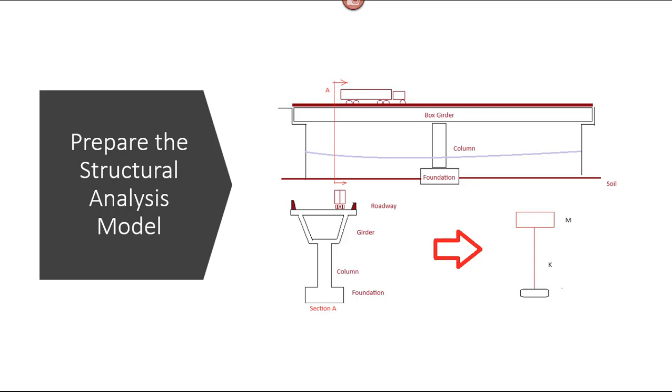So if you take a section of that bridge, section A, you can see at the bottom of the screen I have drawn the section. I show basically the foundation, which supports the column, which supports the box girder, and the box girder supports the roadway and the barriers. But you can idealize this also using the same concept of K and M, which is basically a column with a mass attached at the top. Okay, so that's how we prepare the structural analysis model.